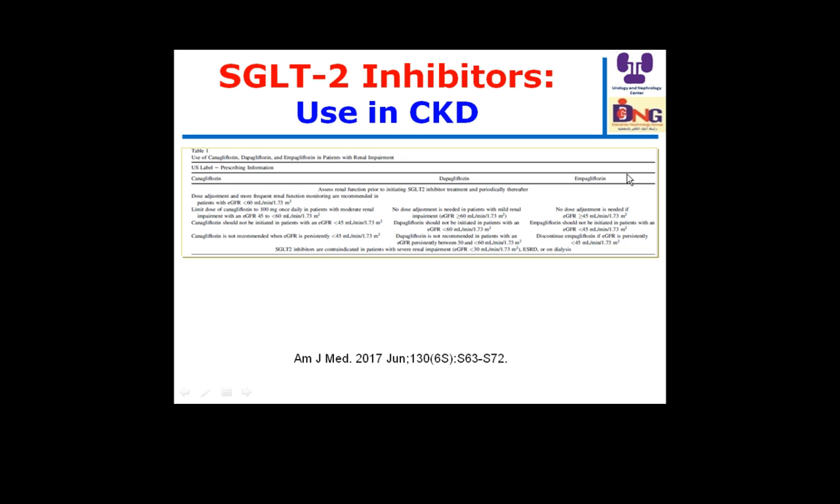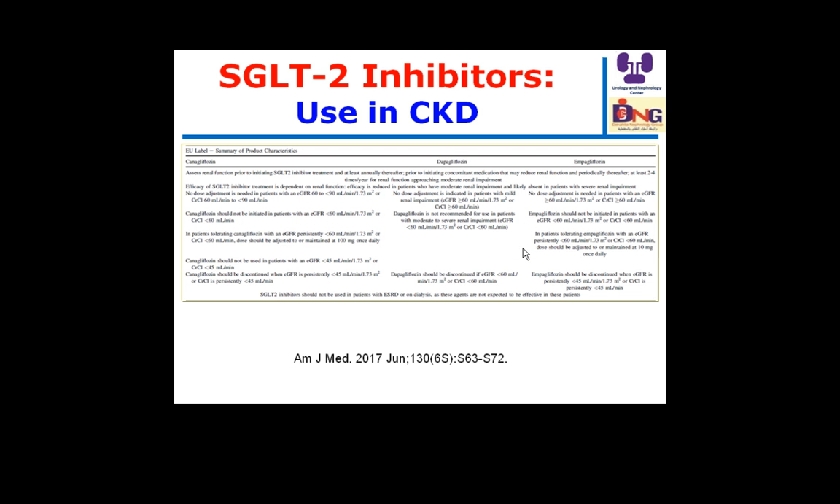For empagliflozin, no dose adjustment if estimated GFR is above 45 ml per minute. EMPA shouldn't be initiated in patients with an estimated GFR less than 45. Discontinue EMPA if estimated GFR is persistently less than 45. Don't initiate at all if estimated GFR is less than 30 ml per minute. This is regarding the prescribing information within the United States.